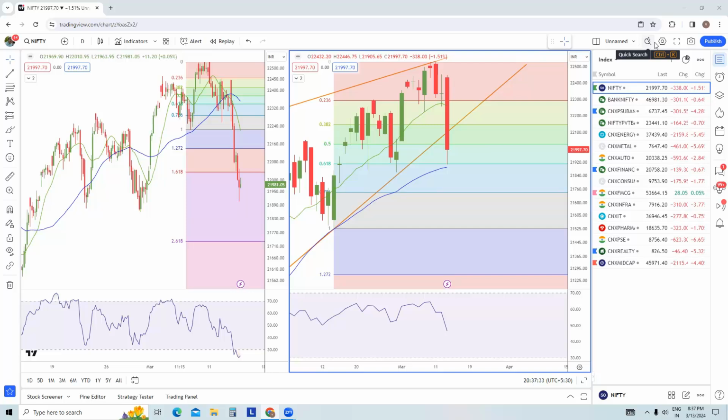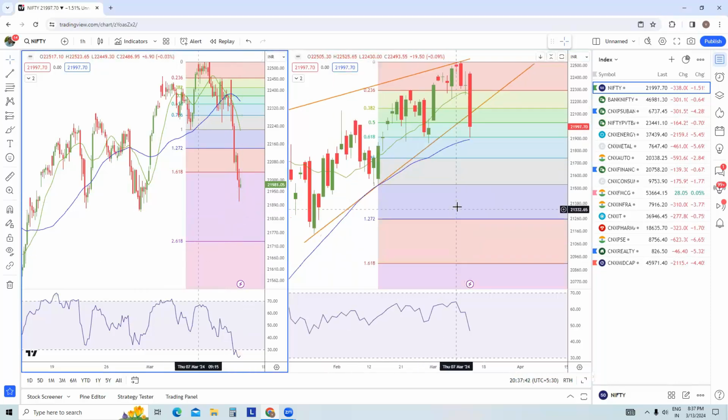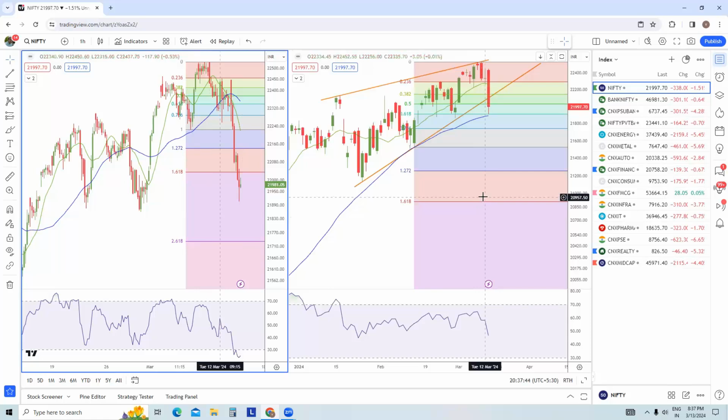Now, looking at the daily and the hourly time frame charts, it's clear that the hourly chart is showing a downtrend in the Nifty spot, and the daily time frame chart is showing a flat trend. Neither is the trend up, nor is it down.